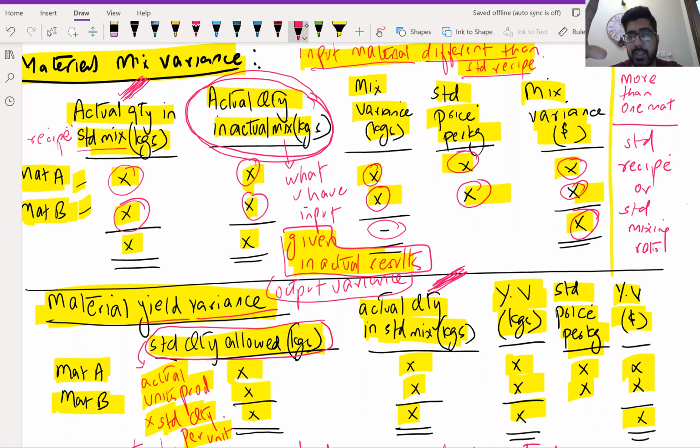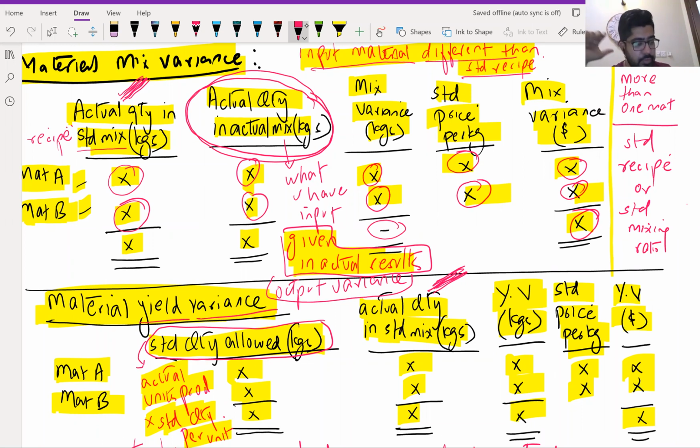First one, mix variance column, actual quantity standard mix. What is the standard mixing recipe? Compare with actual quantity actual mix, what you have done. Compare it, get mix variance kgs, price per kg, currency. For yield variance, whatever materials are there, the first column is standard quantity allowed, then actual quantity standard mix, compare to get yield variance kgs, price per kg, and currency.